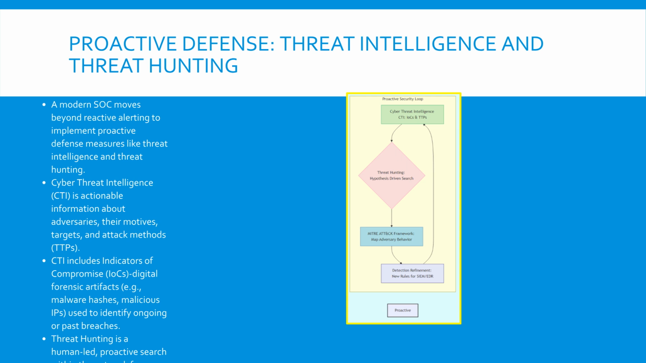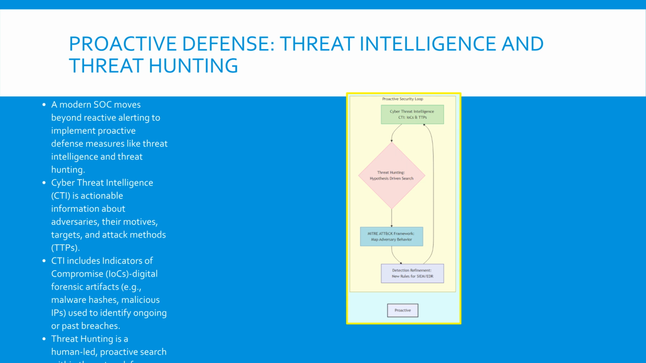These hunting activities are often structured using the MITRE ATT&CK framework. This framework helps analysts categorize and visualize specific adversary behaviors, ensuring the team hunts for relevant techniques used in the real world. The confirmed findings from a threat hunt lead to detection refinement. This means the SOC creates new, specific detection rules for tools like SIEM and EDR, instantly improving the overall defense capabilities. These refined detections, in turn, feed back into the overall CTI data, restarting the continuous loop of defense improvement.